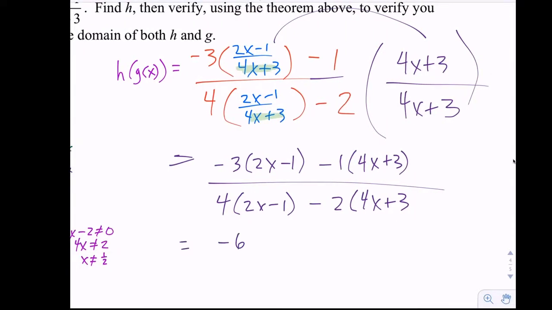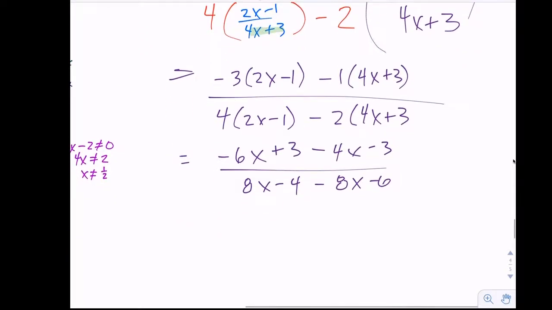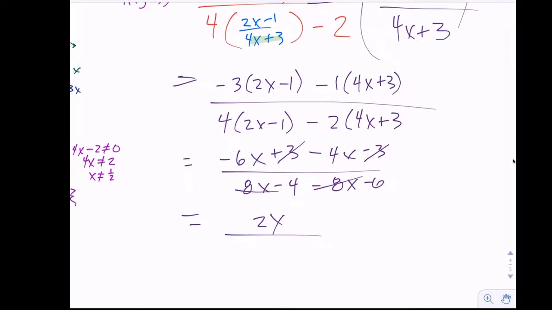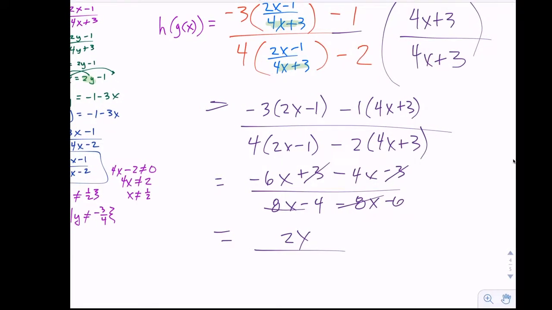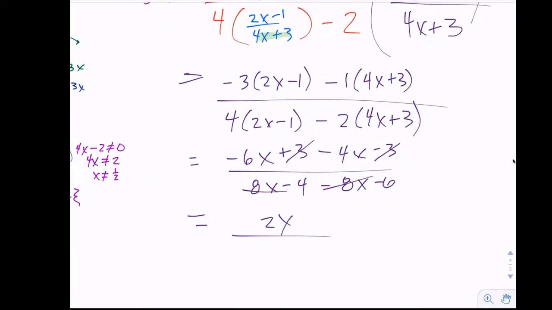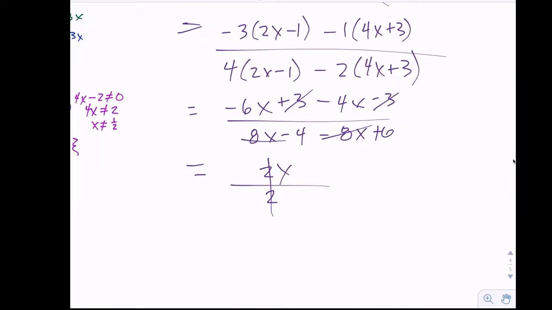If you expand the entire top, you get -6x plus 3 minus 4x minus 3. In the bottom, you get 8x minus 4 minus 8x minus 6. And look what happens. Your 3's cancel, and you're left with 2x. Down here, your 8x's cancel, and you're left with, oh, did I miss a sign here in my haste? That should be a positive 6. I end up with 2. Those divide out, and we're left with x.